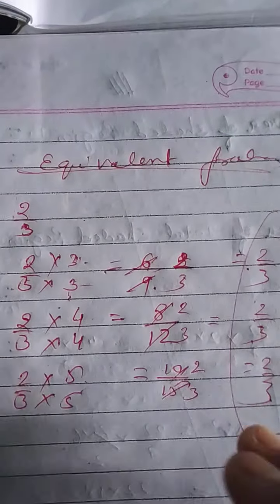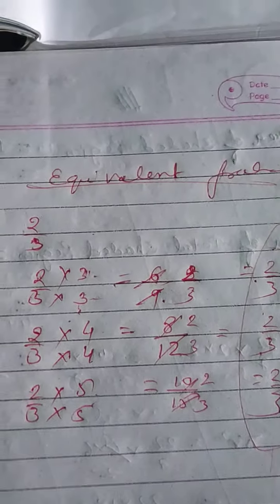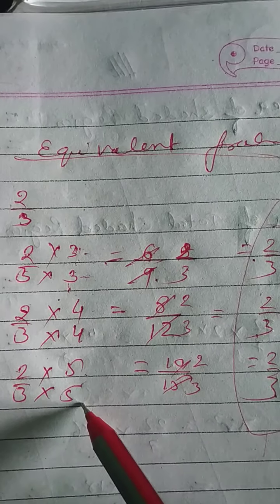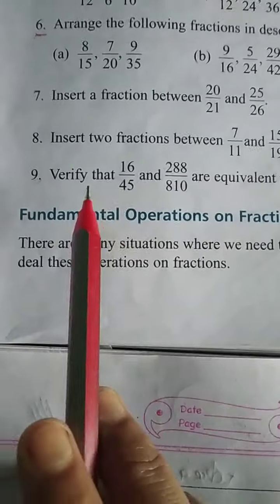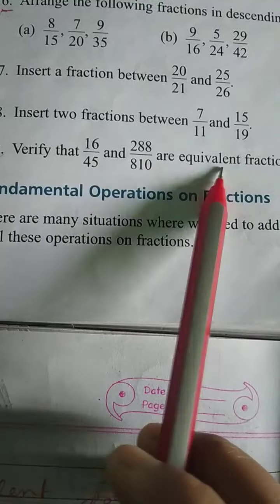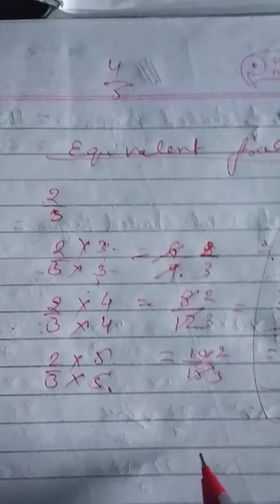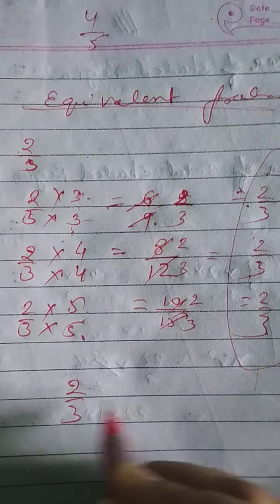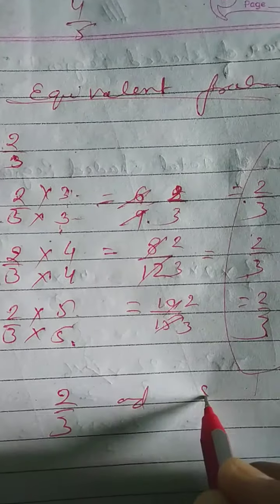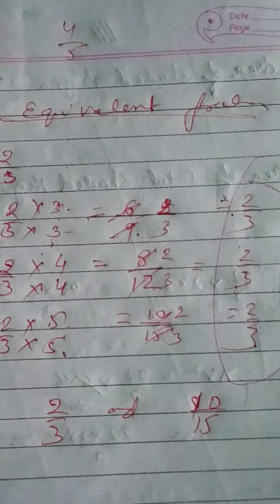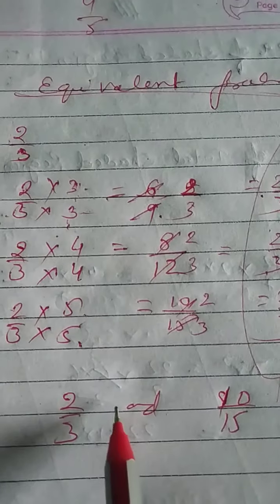Okay, so if you have to find the equivalent fraction, you can simply multiply up and down with the same number. But in this question, it is asked to verify whether these two are equivalent or not. If you have to verify that two fractions are equal or not, suppose I take two fractions, 2 by 3 and 10 by 15, and you have to verify that the two are equivalent or not.